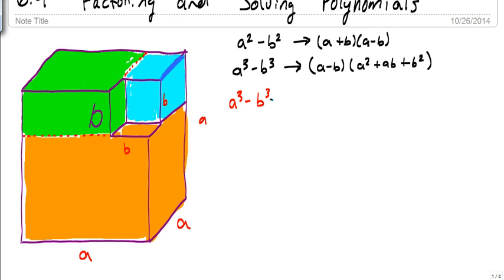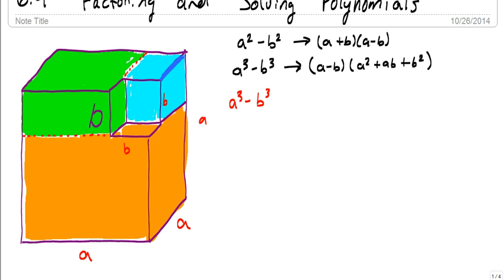So this is a geometric representation of a cubed minus b cubed. I've got a cubed, and I've taken away that volume of b cubed, so I'm left with the volume of a cubed minus b cubed. To find this geometrically, I'm just going to figure out the volume of each piece, the orange piece, the green piece, and the blue piece, and add those all together, and that should give me my total volume.